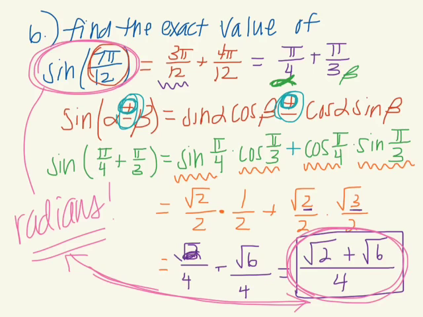Now this final answer could also be written as the square root of 6 plus the square root of 2 all divided by 4. It really doesn't matter. It kind of depends on which order you chose to write the pi over 4 and the pi over 3 in, or if you chose two other fractions. But they're all equivalent at the end no matter what. So, okay.